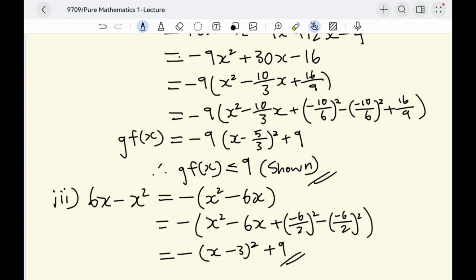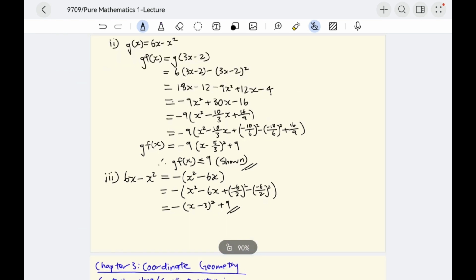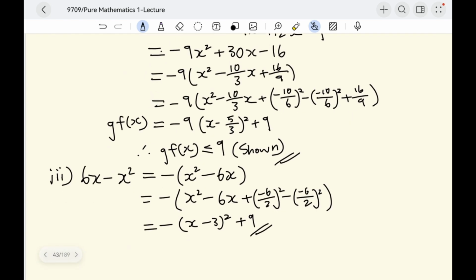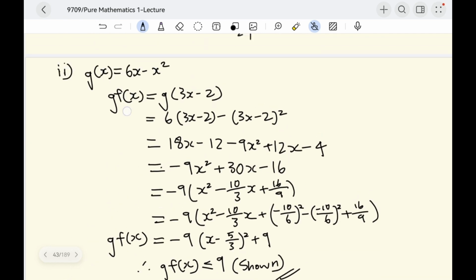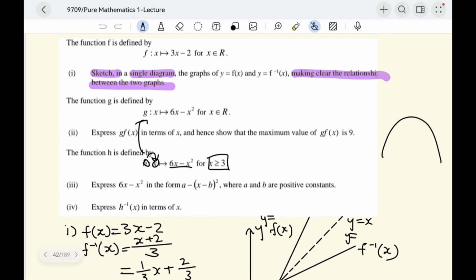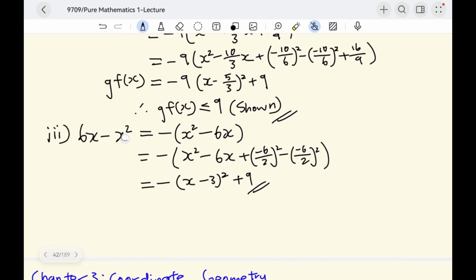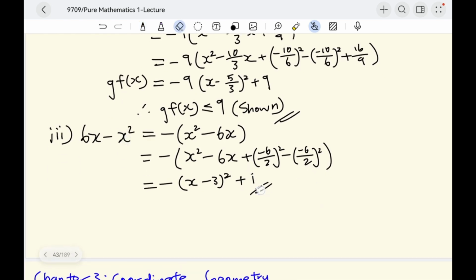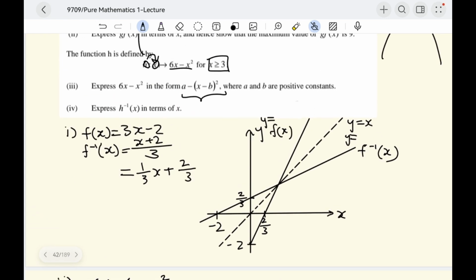So there you go. The answer for the third part in the vertex form is negative bracket square x minus 3 plus 9. But it wants this form. So what about rewriting the form into 9 minus bracket square x minus 3. That's all. Okay. So let's take a look at the next part.